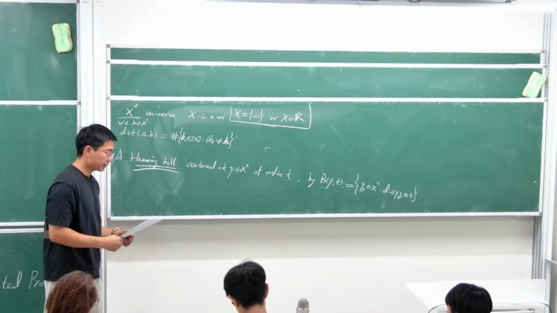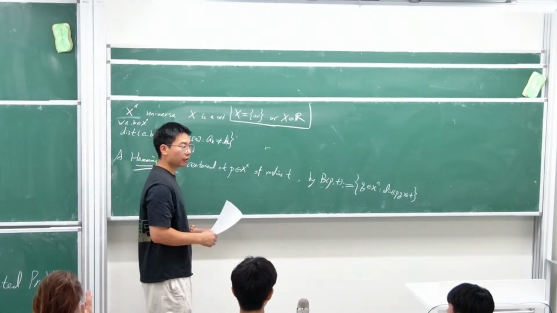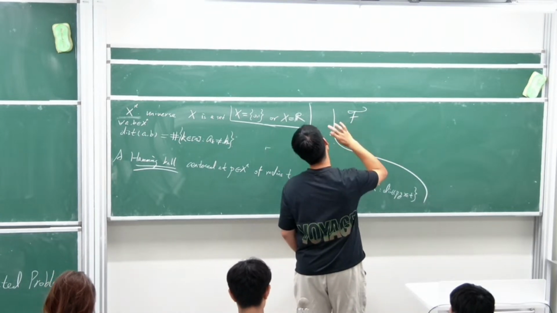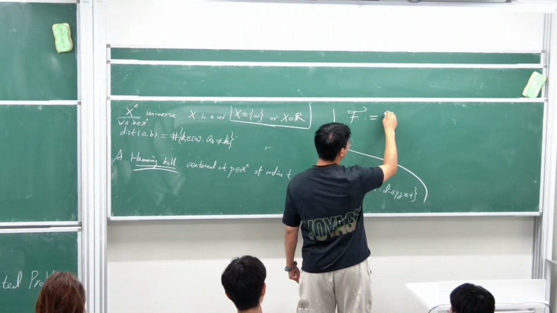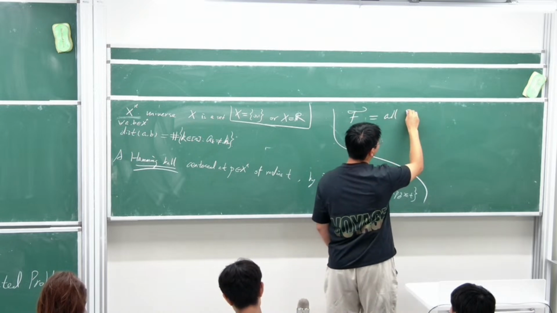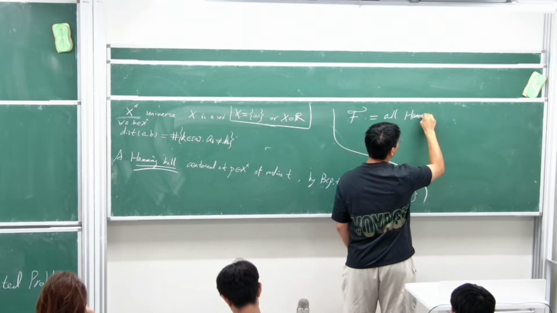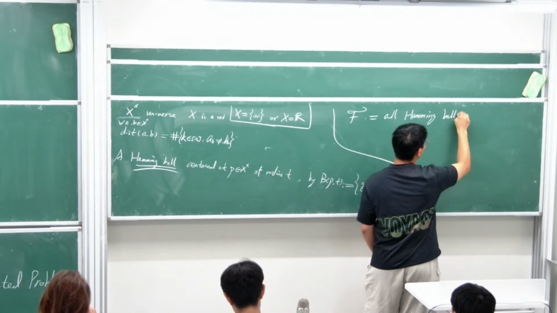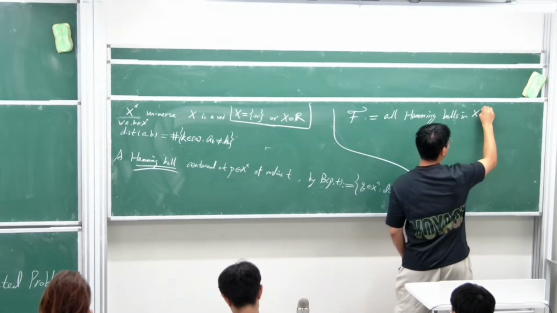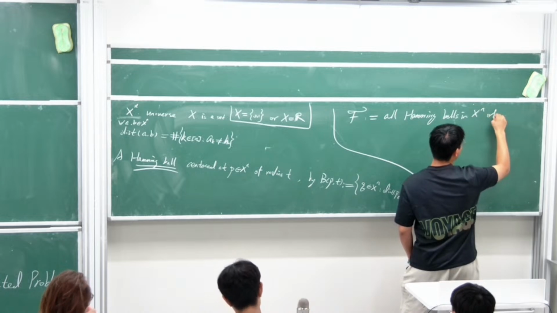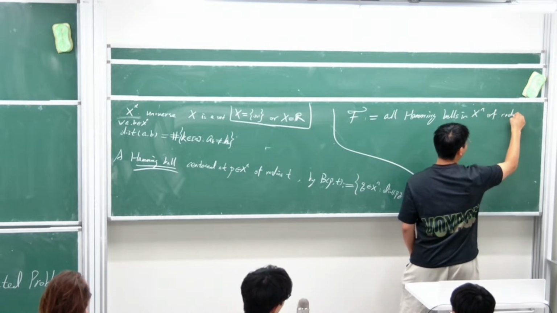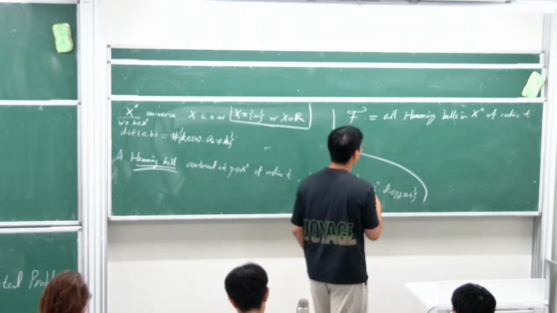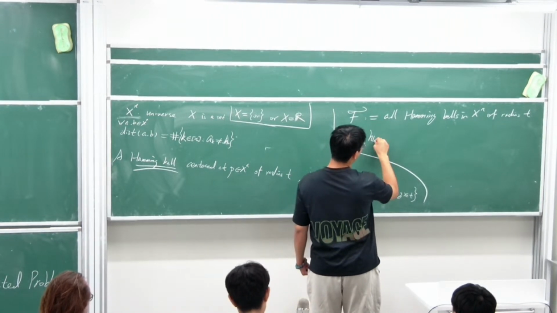And we are interested in the family of all the Hamming balls of a fixed radius. So the family is all the Hamming balls in the space X to the power n of radius exactly T. So this is what we want to think about. And the question is, what is the Helly number?